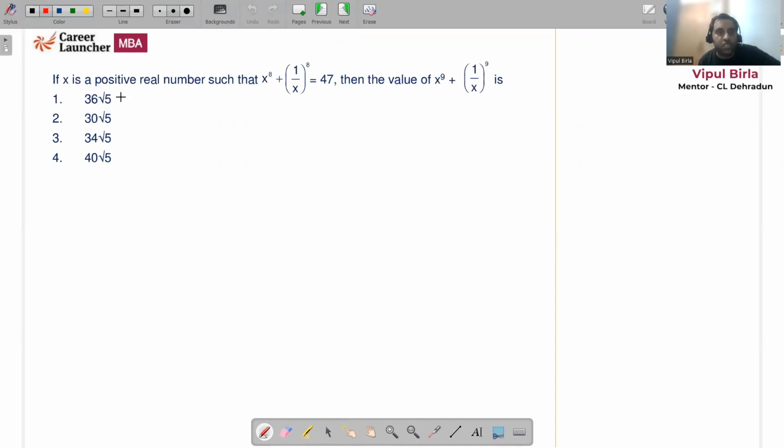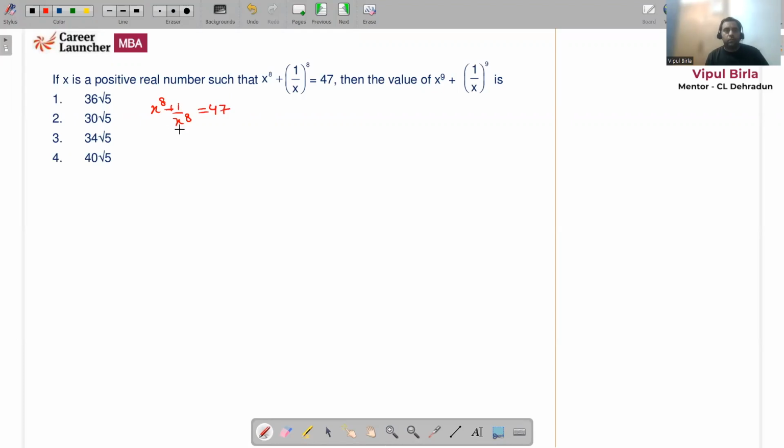If x is a positive real number such that x power 8 plus 1 upon x power 8 equals 47, then what is the value of x power 9? Okay, so we'll calculate x plus 1 upon x first, and then move on to calculate the desired one. So x to the power 8 plus 1 upon x to the power 8 is equal to 47.